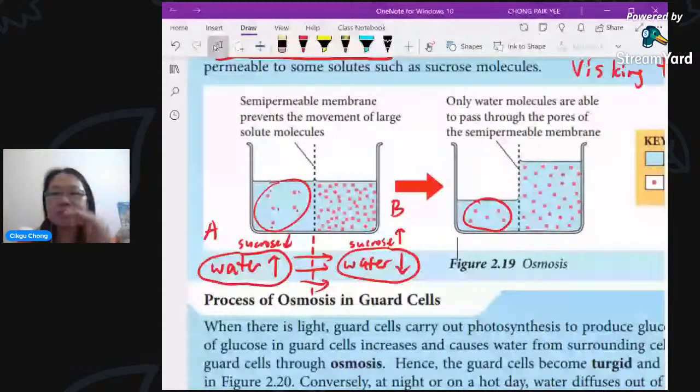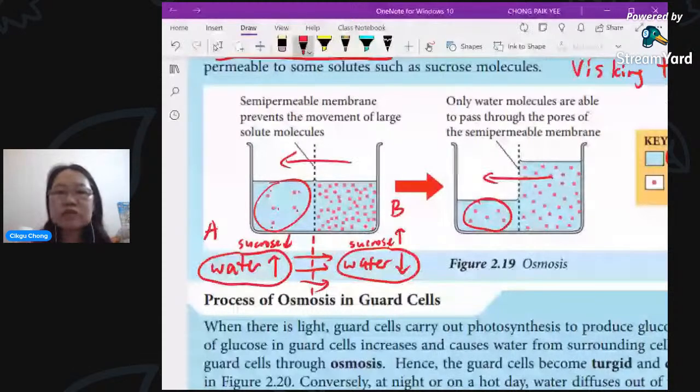Why does the sucrose not change? Why does the sucrose never move from more to less? Why doesn't the sucrose move from here to here, from B to A? Because like we say, diffusion always goes from higher to lower. Why does the sucrose never change place? How come only water changes place?